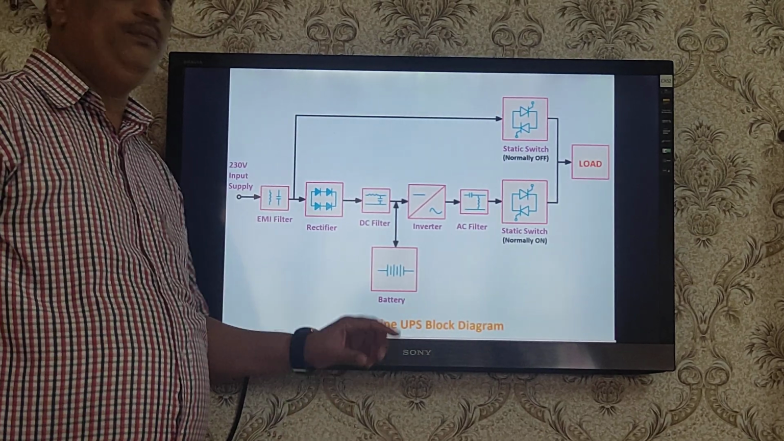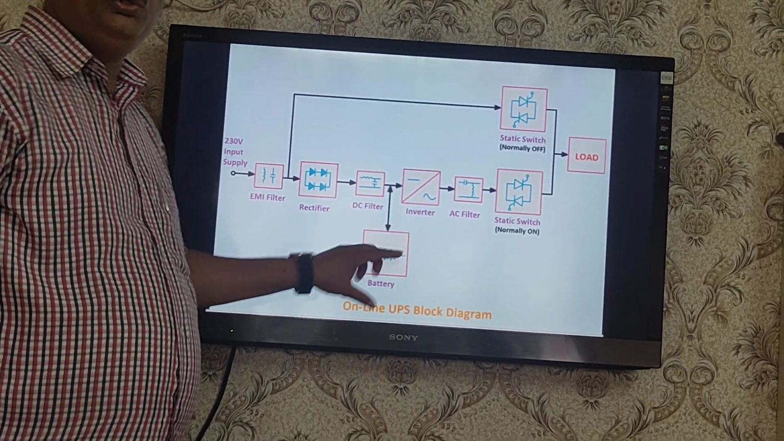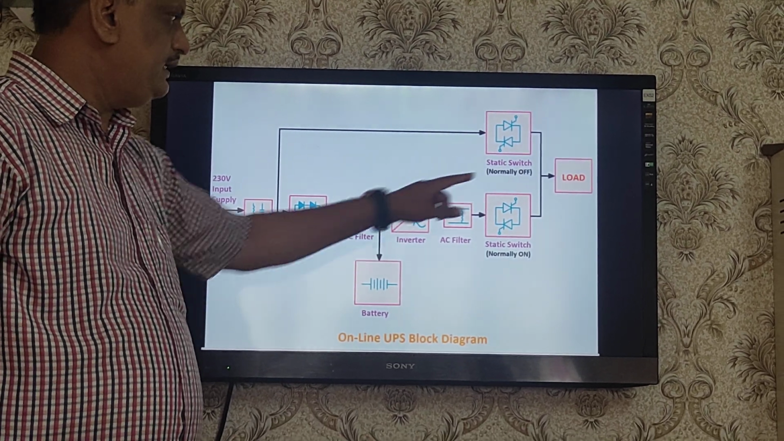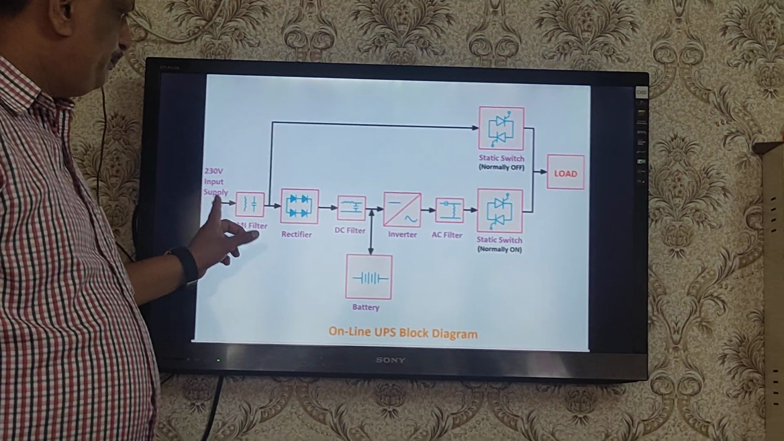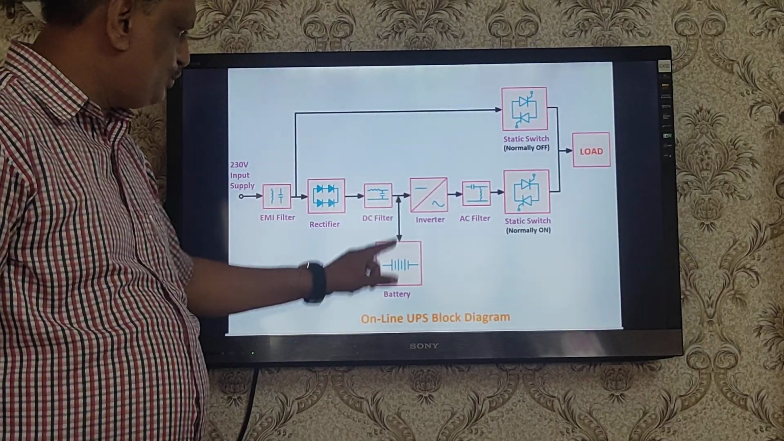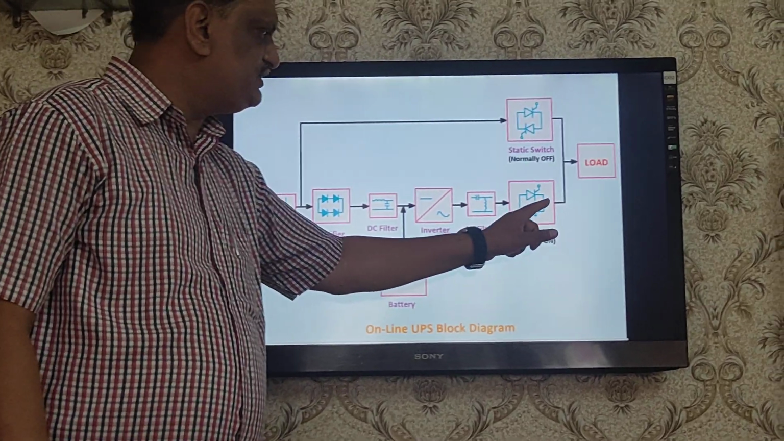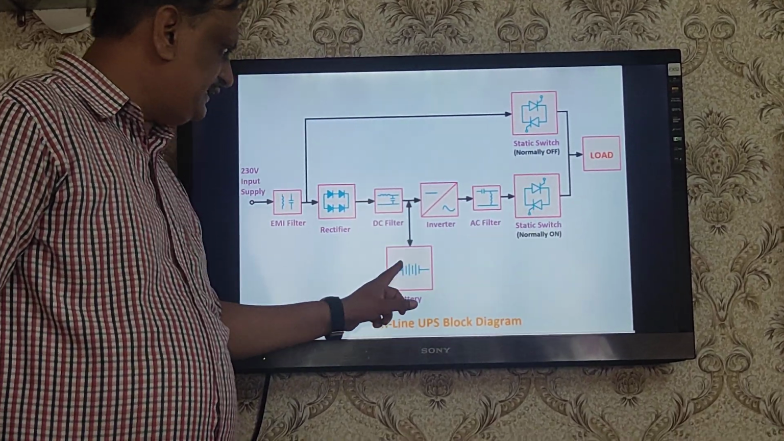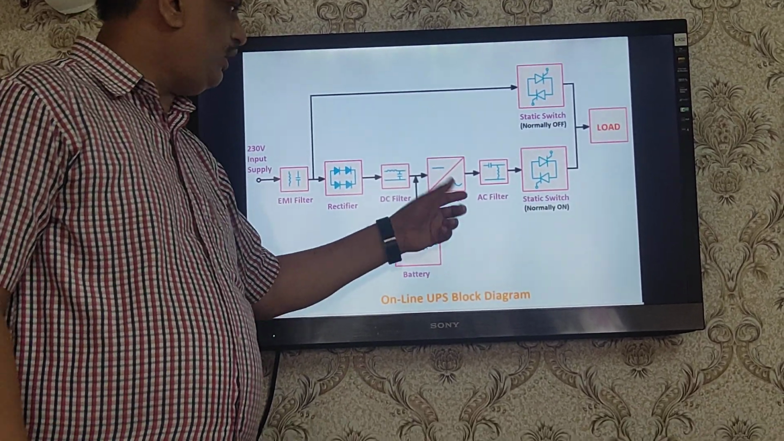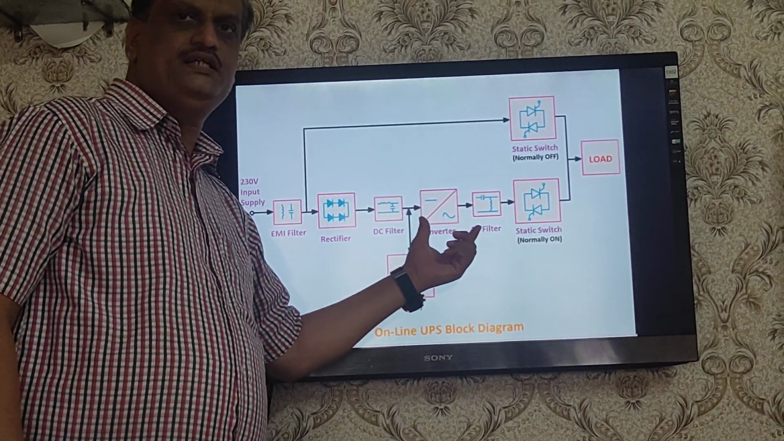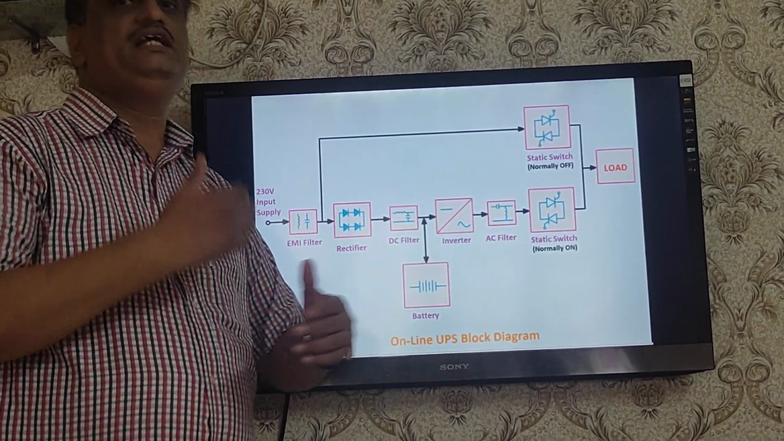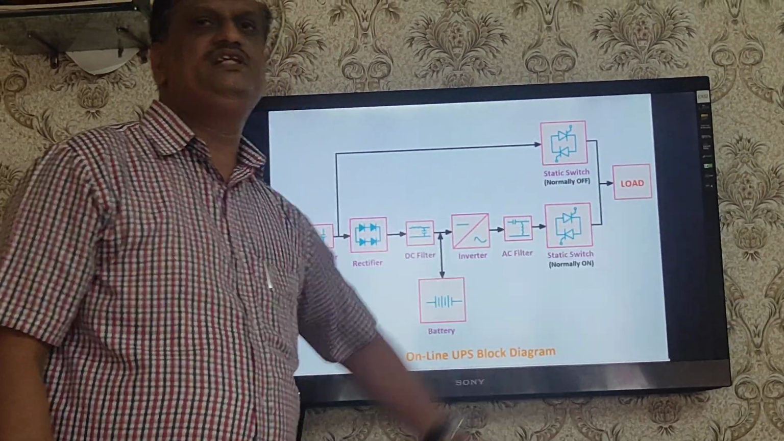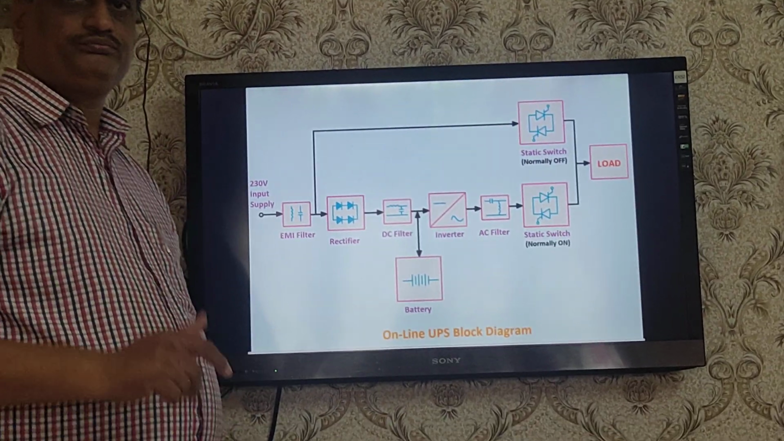The most important part is the battery bank. This battery plays an important, vital role in the online UPS system. The battery is continuously getting charged through this path and continuously getting discharged through this path, which is connected to the load. So the load is always connected to the battery. That's why it is called the inverter preferred UPS. It means the inverter continuously converts this fixed input DC voltage into the AC voltage, which is the requirement of the load.